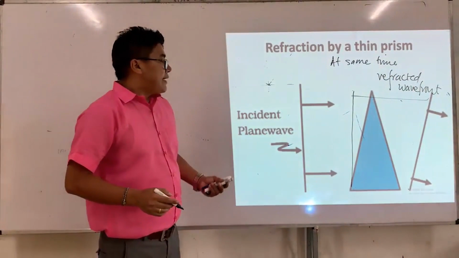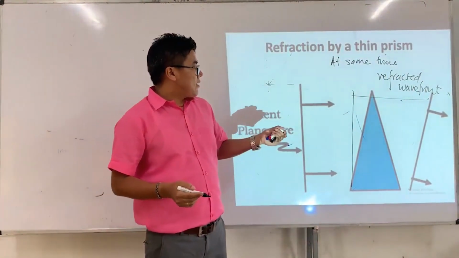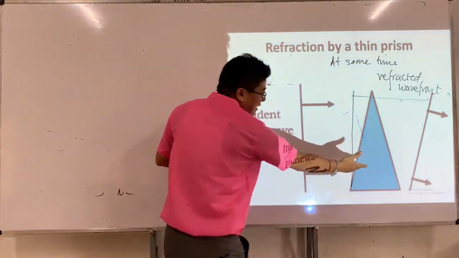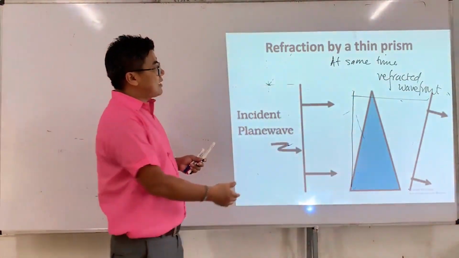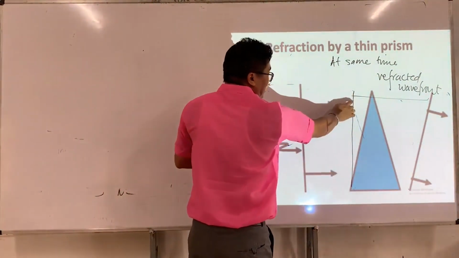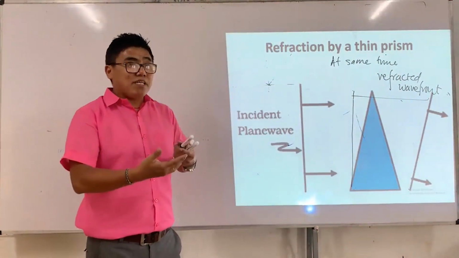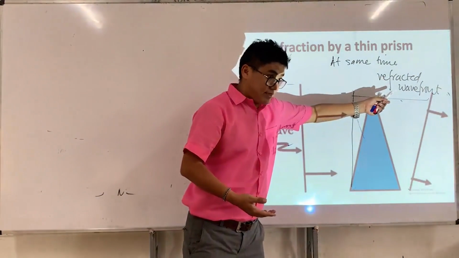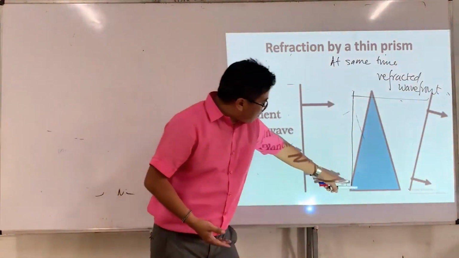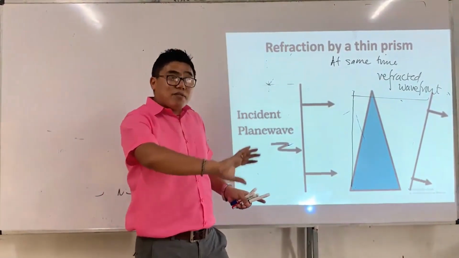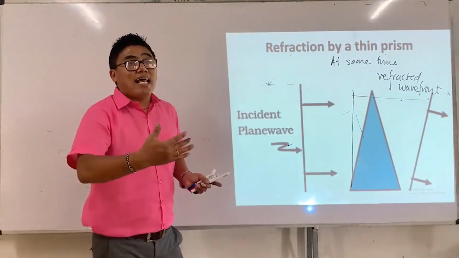Why? Because light velocity is lesser in a glass medium. Since this portion of light travels a lesser distance in a denser medium, it travels a shorter distance. And this portion of light travels a greater distance in a less dense medium.